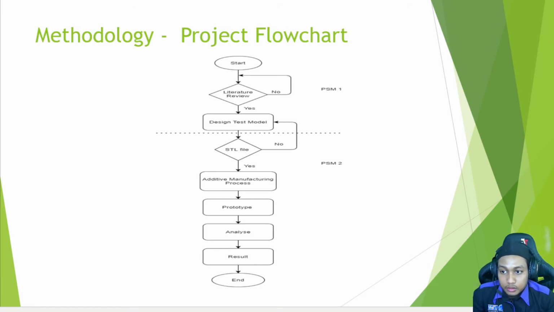Okay, for the project methodology, this is the project flowchart. From the start, I will gather the literature review and find information about my project title. The literature review is done by a systematic approach, and the information is gathered from Mendeley software, Google Scholar, ResearchGate, and other websites, using keywords such as additive manufacturing, dimensional accuracy, and others relevant to this project. The papers and journals that I prefer are from 1999 to 2021, because below 1999 the theory is not reliable.